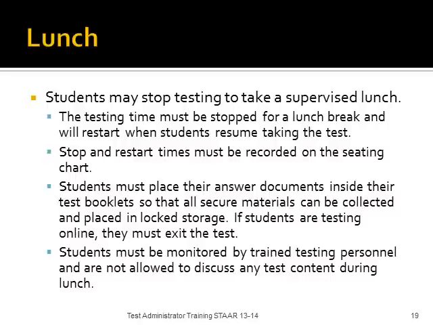These times need to be recorded on the test booklet, and while they're eating their lunch, answer documents need to be stuck inside the test booklets, and everything needs to be collected. So they cannot leave it out on their desk while they're eating lunch. It needs to be collected and put away while they're eating. And there needs to be active monitoring during this time, and students should be silent during the lunch break.